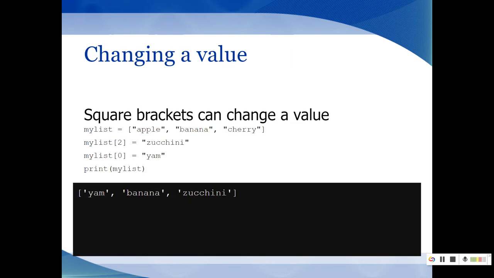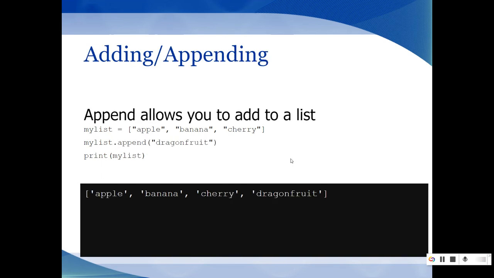Now you can use those same square brackets to actually change the values in your list. You don't just have to display them, you can modify them. So here's our original list with apple, banana, and cherry. But if I switch position 2 to become zucchini, then 0, 1, 2, position 2 is now zucchini. It changes the 0 position, the very first item, to be yam. But notice that banana stayed the same because we didn't actually change it. So the square brackets are just used to access any position in the list, but you can modify it, print it, set it equal to something, whatever you like.